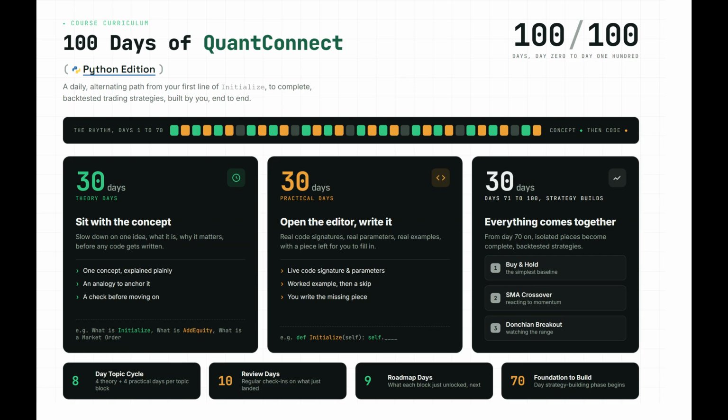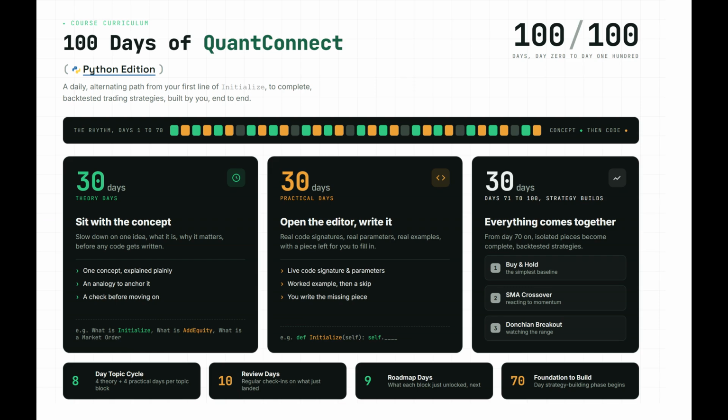We'll build a buy and hold strategy, the simplest baseline there is. Then a simple moving average crossover strategy, which reacts to shifting momentum. Then a Donchian channel breakout strategy, which watches for price breaking out of its recent range. Three completely different philosophies, three completely different ways of reading the market, and by the time you've built all three, you won't just know how to code them. You'll understand how to think like someone who builds strategies for a living.